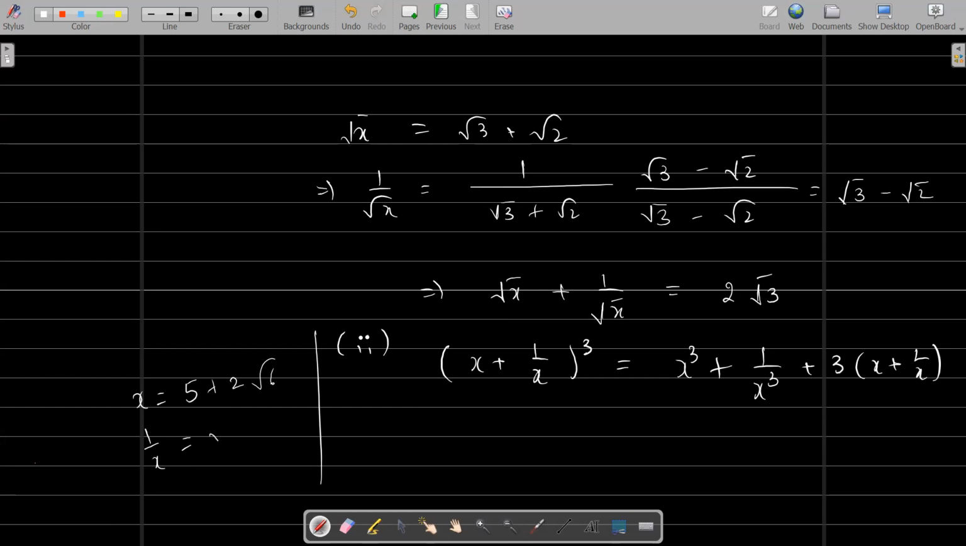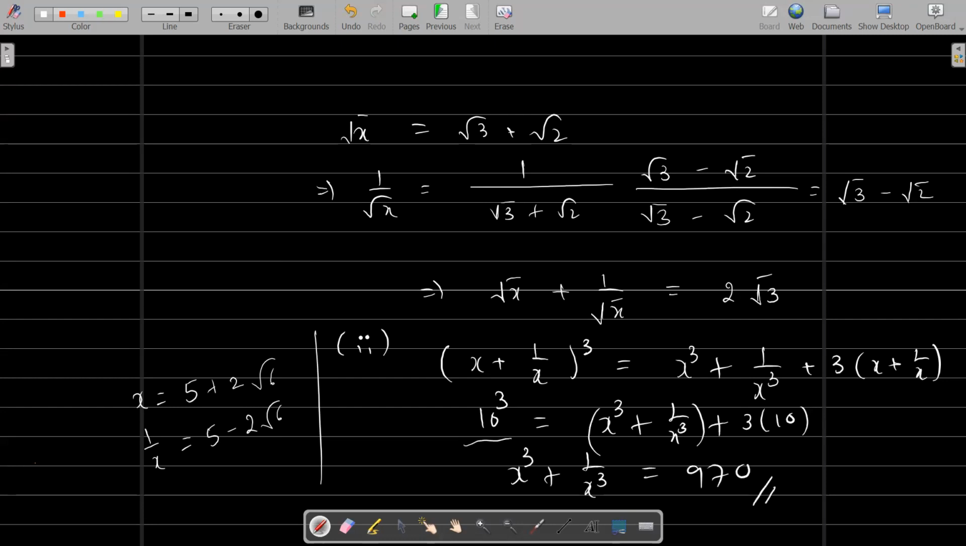Oh, good. So this is by rationalization, right? So 1 by x is 5 minus 2 root 6. All of you please check if x is this, 1 by x is this. So this is 10. So 10 cube is equal to x cube plus 1 by x cube plus 3 times 10. Yeah, good. So this is 1000, and that means x cube plus 1 by x cube is 970. I think this is the simplest way.